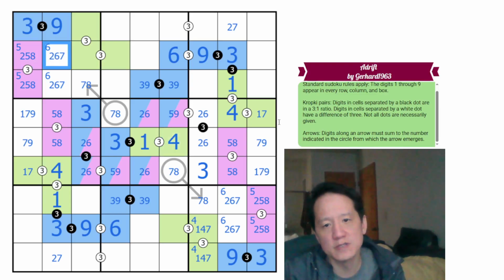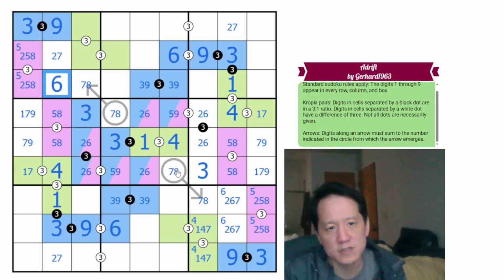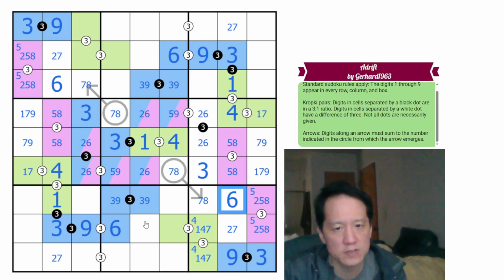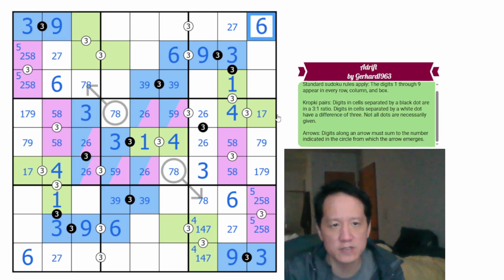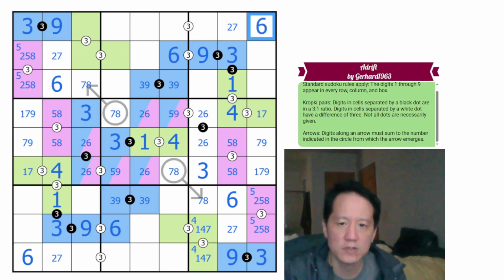This can't be 6 because of this 6. Therefore, this is a 6. This has to be the 6. Same here. This can't be 6, so this must be a 6. This can't be 6 here because of the 2, 6 pair. This can't be 6 here, so this must be a 6 in the corner, and this is a 6 in the corner. And those are all the blues then.